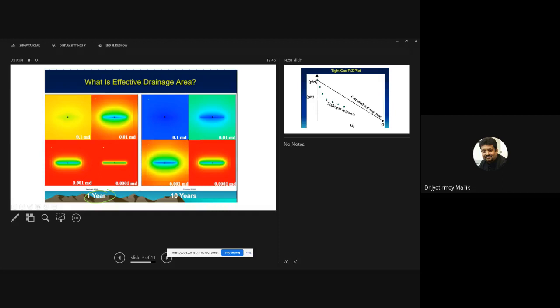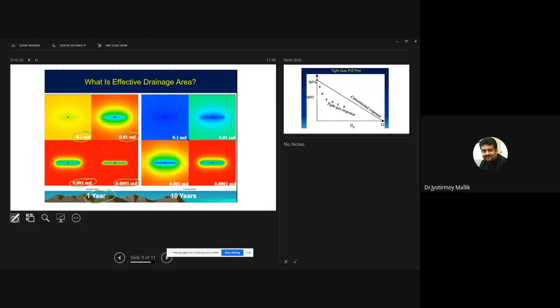So the hotter red color means it's almost virgin pressure, and blue color means the pressure has been depleted significantly. It follows the rainbow scheme. Now you can see this is a 0.1 millidarcy reservoir, this is 0.01 millidarcy, this is 0.001 millidarcy, and this is 0.0001, 10 to the power minus 4 millidarcy reservoir.